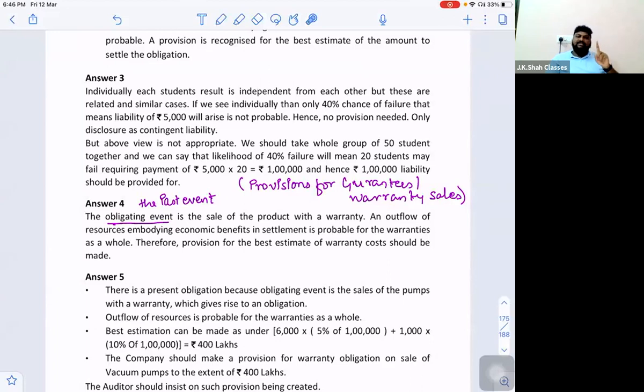And when you say a 40% failing ratio, it means 40% of your students will fail. So you have to create a liability.